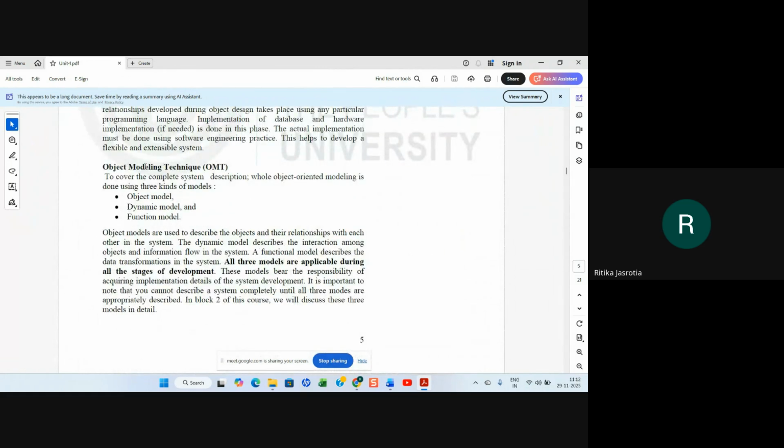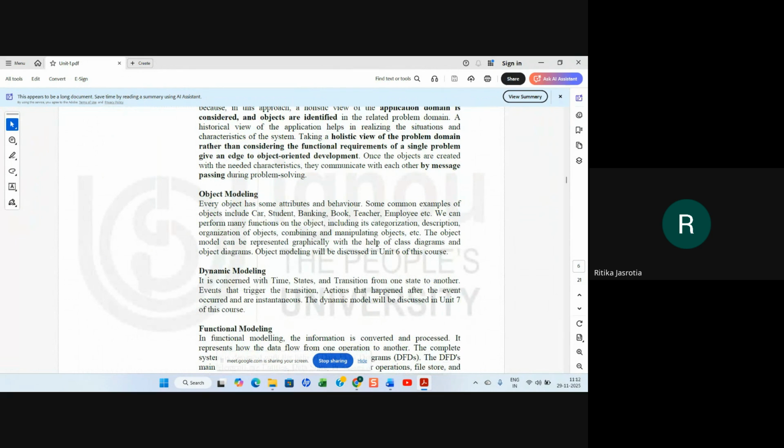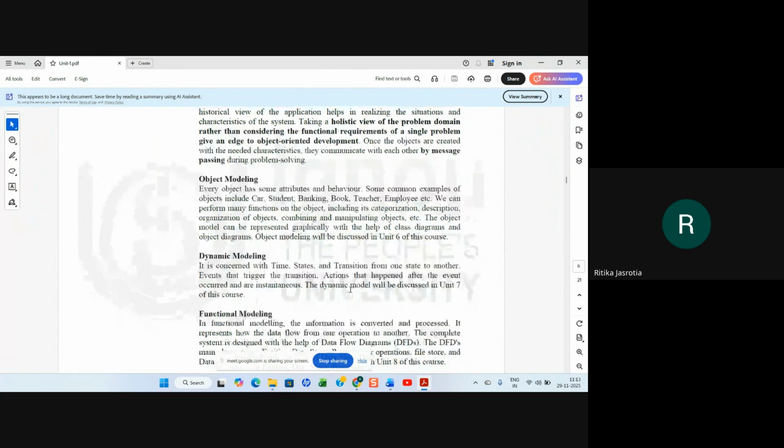Here they are saying the object modeling technique covers the complete system description. The whole object oriented modeling is done using three models. So there are three kinds of models in object oriented modeling technique: object model, dynamic model, functional model. Right. That is what is explained here. Object modeling is making your class diagram and object diagram. Every object has some attributes and behavior, so that is object modeling. Dynamic modeling is concerned with the dynamic behavior of the system, that is, with time, state, and transition from one state to another. So you have state chart diagram, then communication diagram and all that.